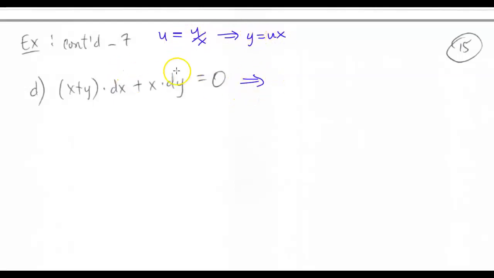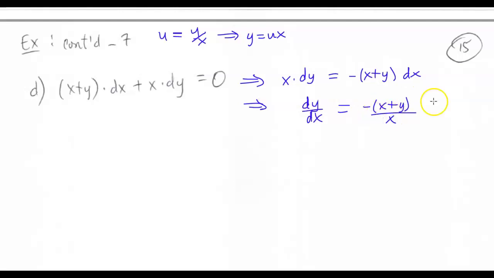So we have that. If I rearrange this, then this would be x times dy, and that would equal minus x plus y dx. And from here, this would be dy over dx, and this would be a minus x plus y over x, which would actually be a minus 1 plus y over x, like that.